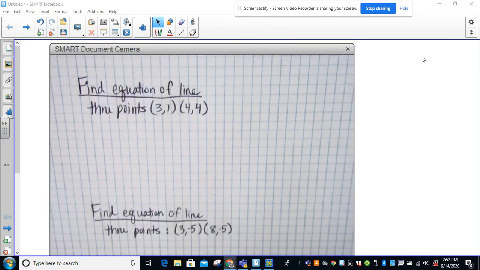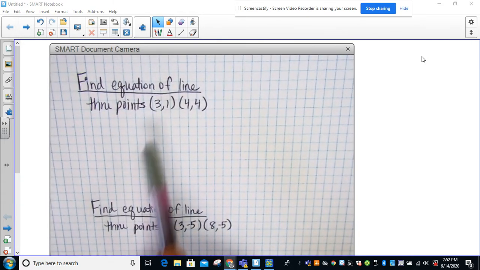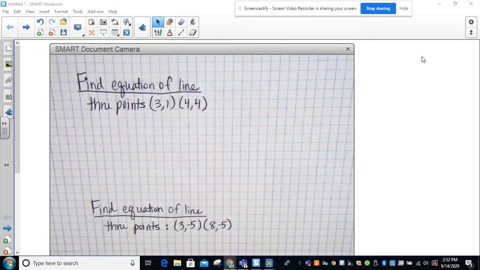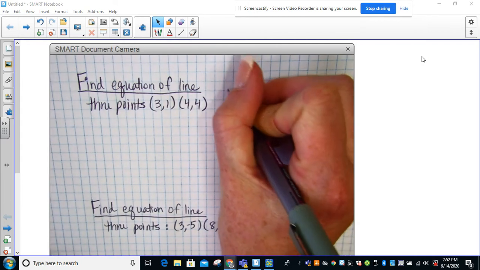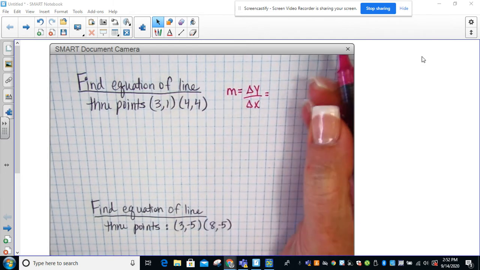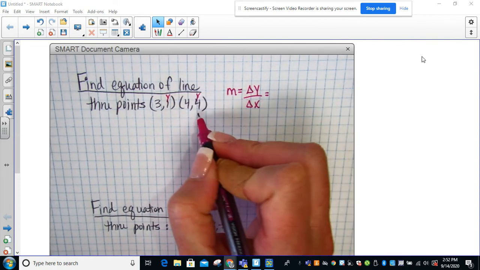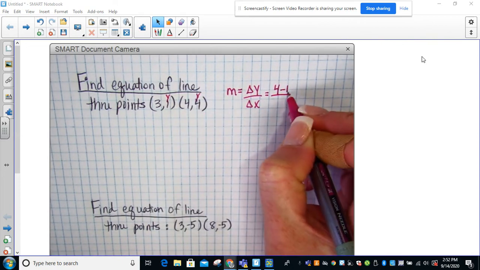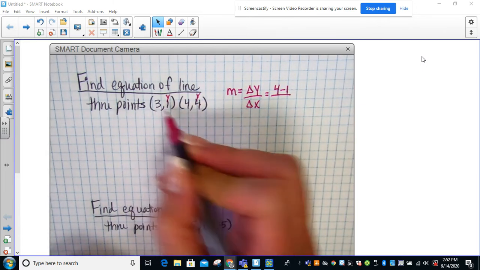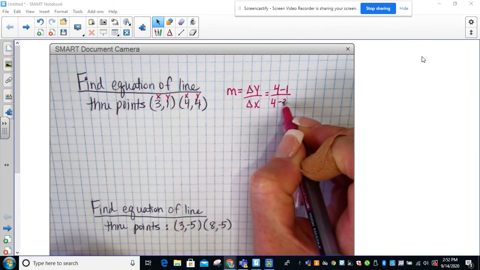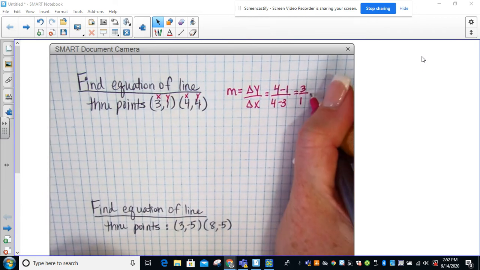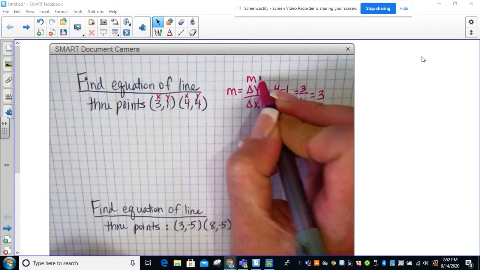Now, these problems are a little different because we're not given the slope. We're just given 2 points, which means it has an extra step. So we're first going to find the slope. M equals the change in y's over the change in x's. So my y's are here and here. So I'm going to do 4 minus 1 on top. Change in means subtract. So if I did this one minus this one, then on the bottom I have to do this one minus this one in the same order. So 4 minus 3. 4 minus 1 on top is 3. 4 minus 3 is 1. So my slope equals 3.